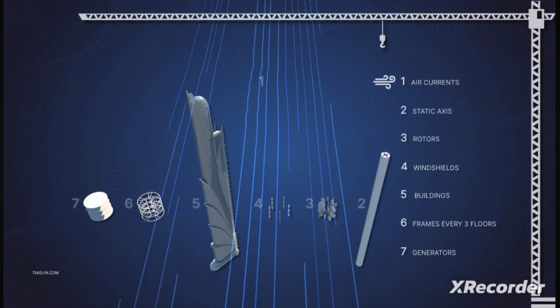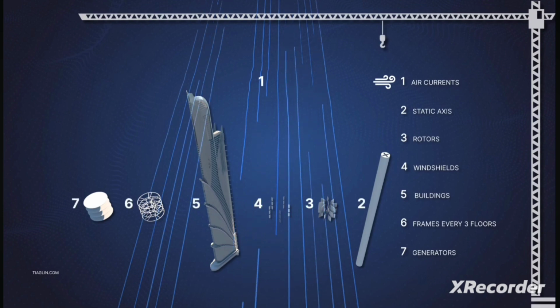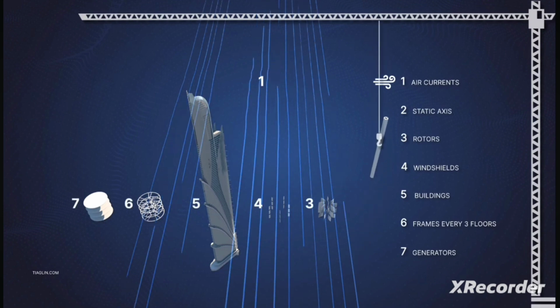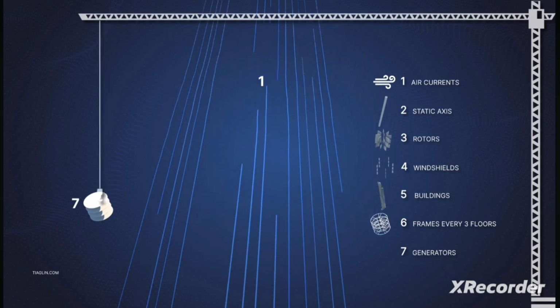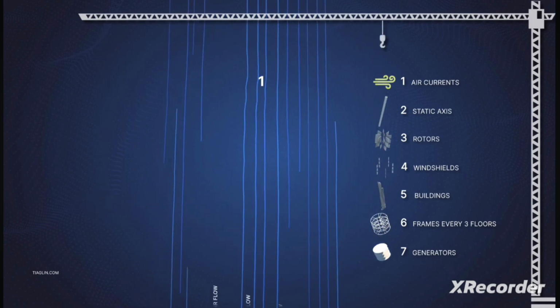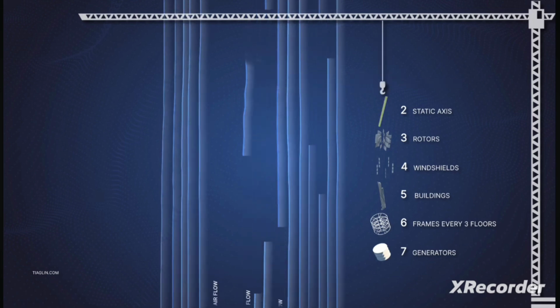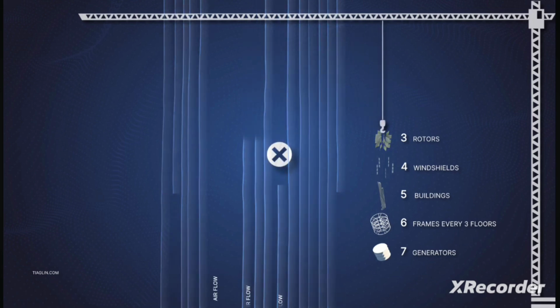One, air currents. Two, static axis. Three, rotors. Four, aerodynamic shields. Five, buildings. Six, frame every 3 floors. Seven, generators. Now we will assemble the building sequentially.